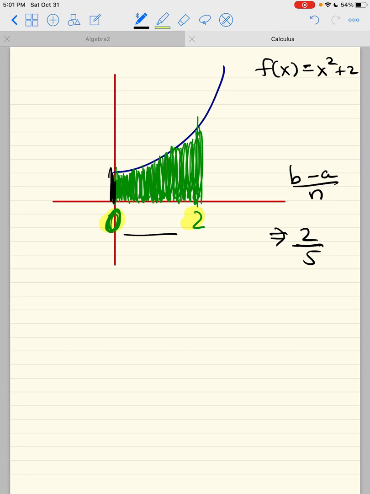Now, this is 0, which is our starting point. This is 2/5, 4/5, 6/5, 8/5, 10/5. Okay, 10/5 is 2. So what do we do? Well, there's 2 types of rectangles that we're going to do. We're going to do an over approximation and an under approximation. We're going to use a left Riemann sum and a right Riemann sum.